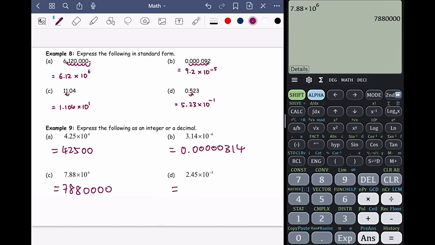And then lastly, we have 2.45 times 10 to the power of -5. Alright, so again, count the number of zeros after the decimal point. You have 1, 2, 3, 4 zeros and a 245.